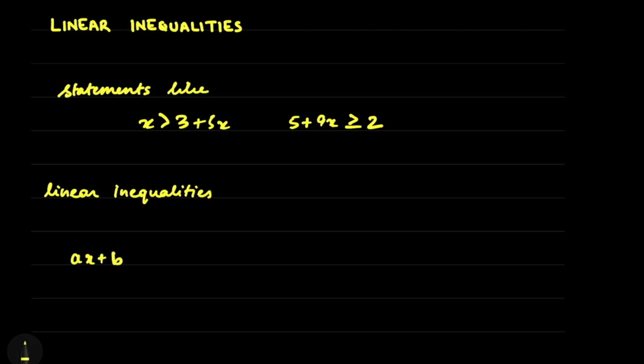ax plus b is less than 0, ax plus b is less than or equal to 0, ax plus b is greater than 0, ax plus b is greater than or equal to 0. So these are some of the basic forms in which linear inequalities exist, and we'll be using those in our problem solving. Let's move on to some of the keywords that we use.